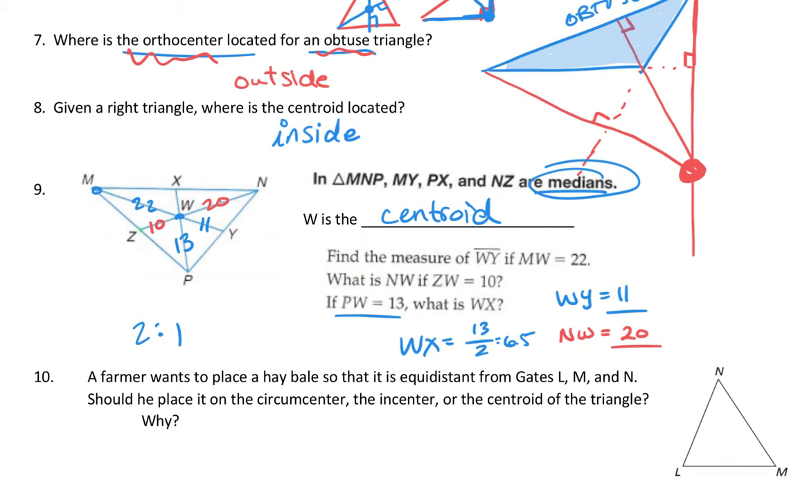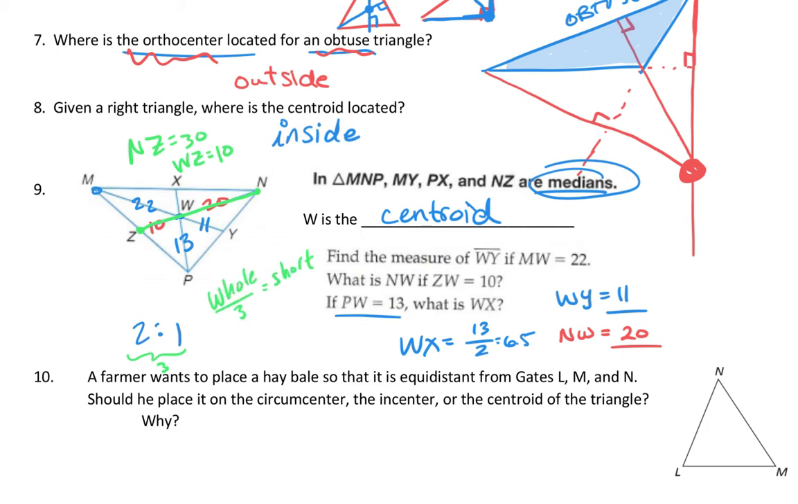Like if I said, hey, NZ is 30. What is WZ? So if I asked you a question like that, you would have to know to take the whole thing and divide it by 3. So take the 30, divide by 3, and you get 10. So make sure you know if you have the whole thing, you have to divide it by 3 to get the shorty.